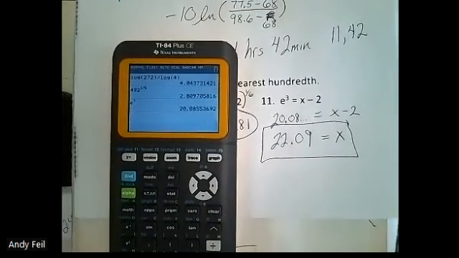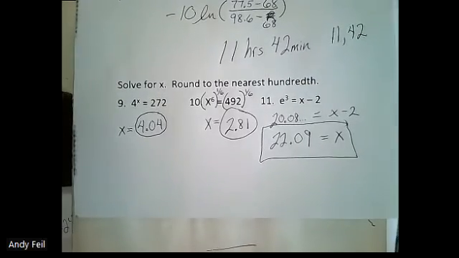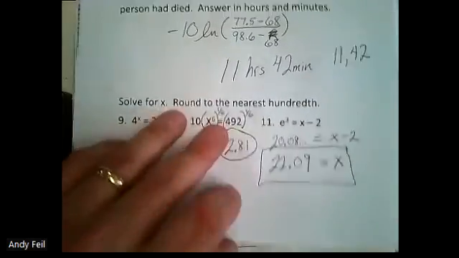Again, don't type in x equals 22.09, just type in 22.09. That's all you've got to do. Any more? There's just 2 more. Well, that's not too bad.